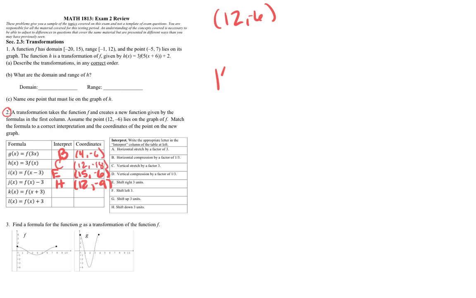Our next function is k of x, which is equal to f of x plus 3, on the inside. So remember, inside we're thinking horizontal, we're thinking a shift left or right, and we need to think it's the opposite of what we might think. So it's going to be a shift to the left by 3.